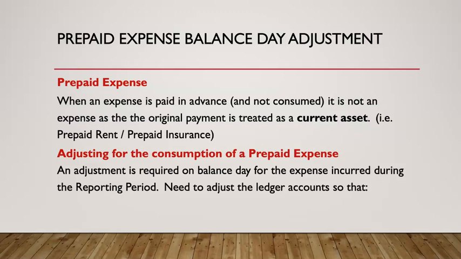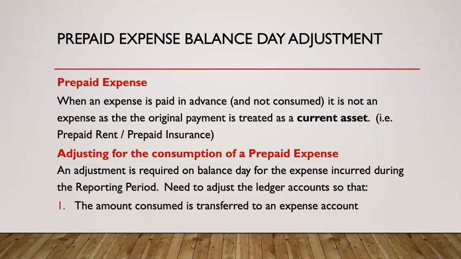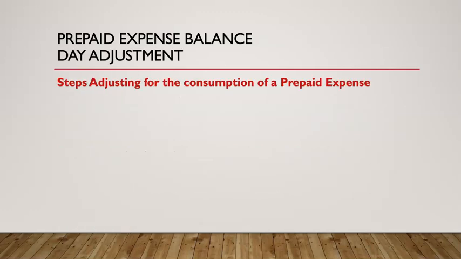So what are the adjustments we need to do? We need to adjust our ledger accounts to recognize the amount consumed, because this is transferred to our expenses. The amount consumed becomes an expense. And we need to ensure the prepaid expense, the asset, only shows what is remaining that we control in the future, because it's only that which is the asset, and we need to understand some of this expense has been incurred in this period.